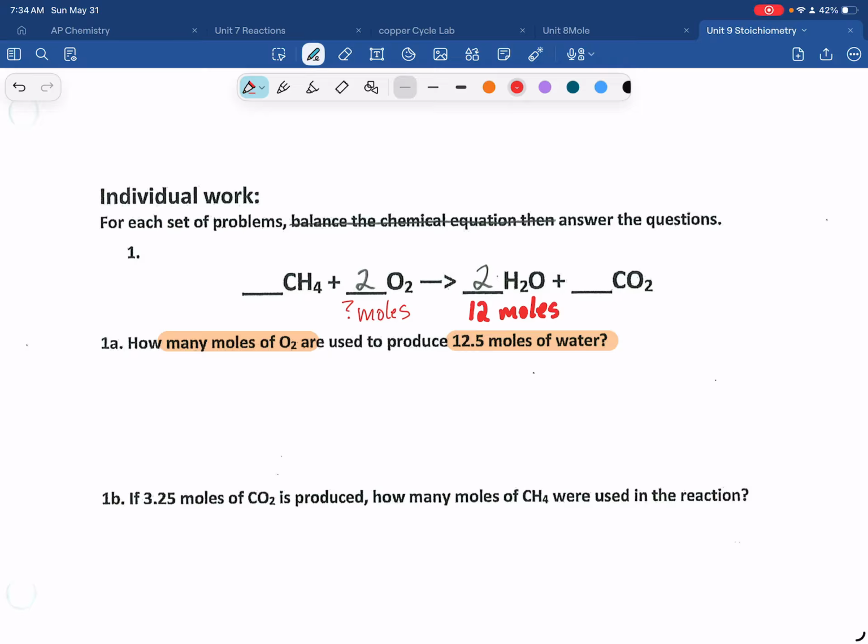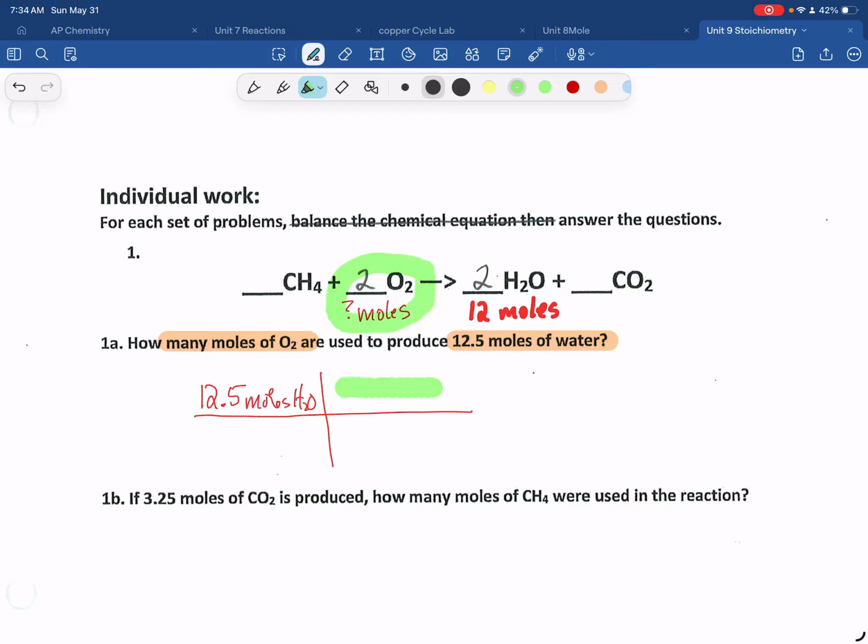Okay, so now this is a one-step mole-to-mole problem. So I'm going to set up my train tracks. My starting number goes here at the beginning, just like always. So I had 12 moles of water. And in here is going to be my mole ratio. Whatever I'm looking for goes on top. So I'm looking for O2, so that's going to go on top. And whatever I start with goes on the bottom. So I started with water. Wait a minute, I'm looking for O2. That goes on top. Water goes on the bottom.